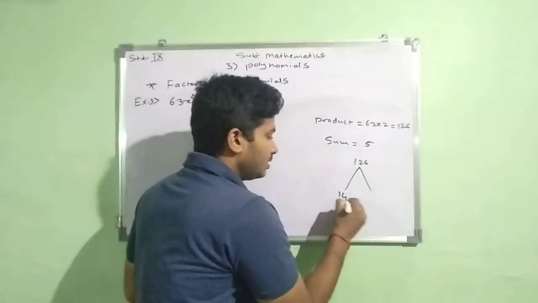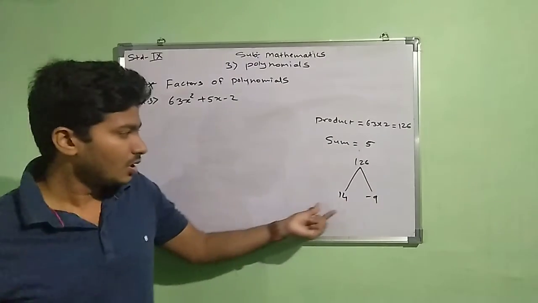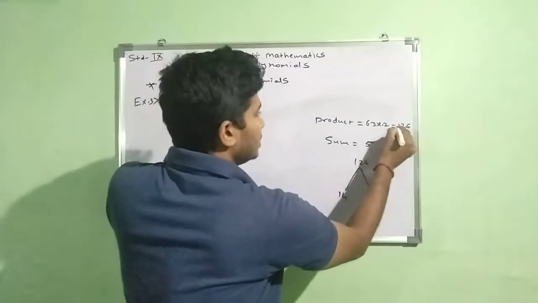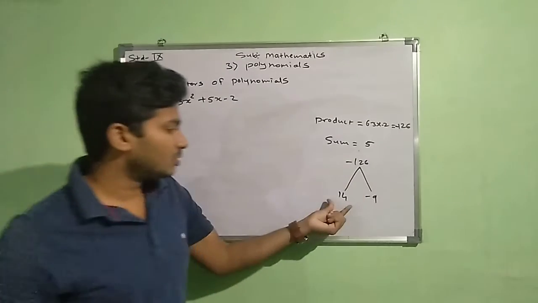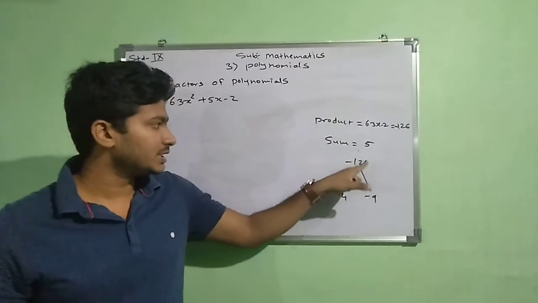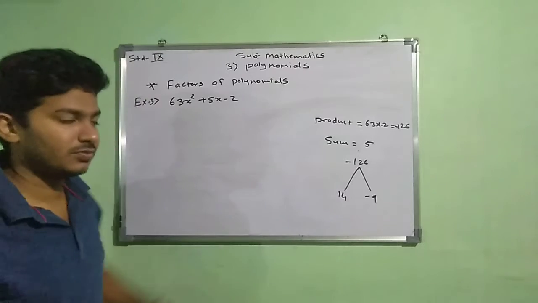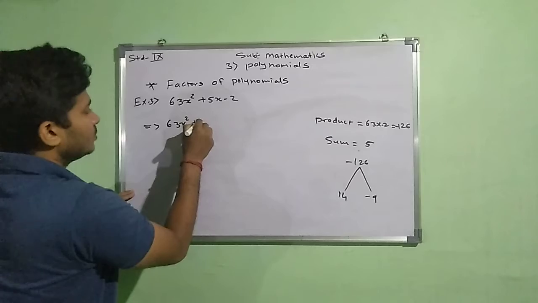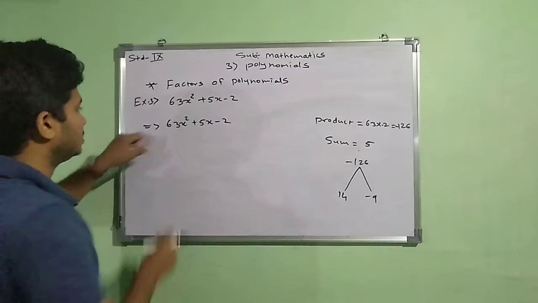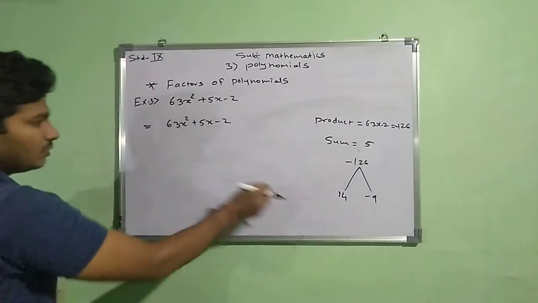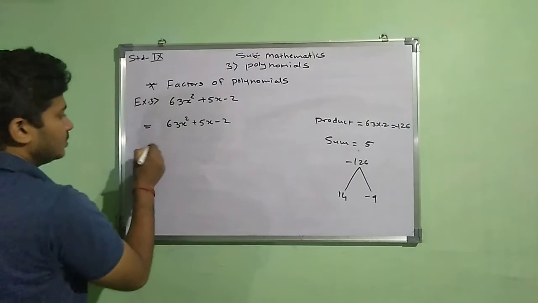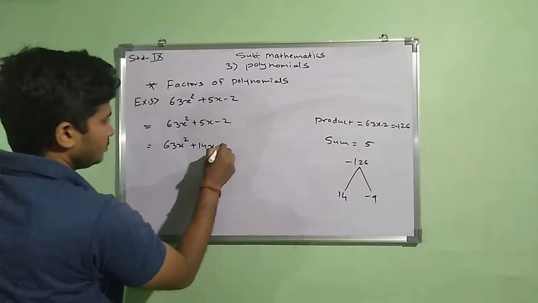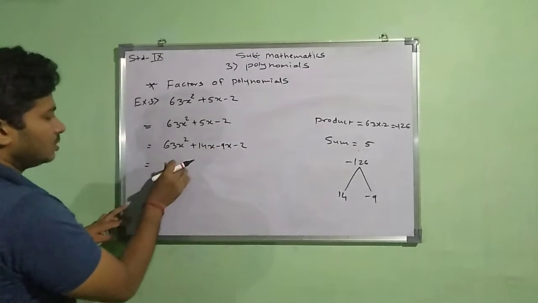If you multiply 14 and minus 9, because of the minus sign the product will be minus 126, and 14 minus 9 will be 5. So those numbers will work here. So our question is 63x square plus 5x minus 2. Now we have to write 14x and minus 9x in place of 5x. So 63x square plus 14x minus 9x minus 2.